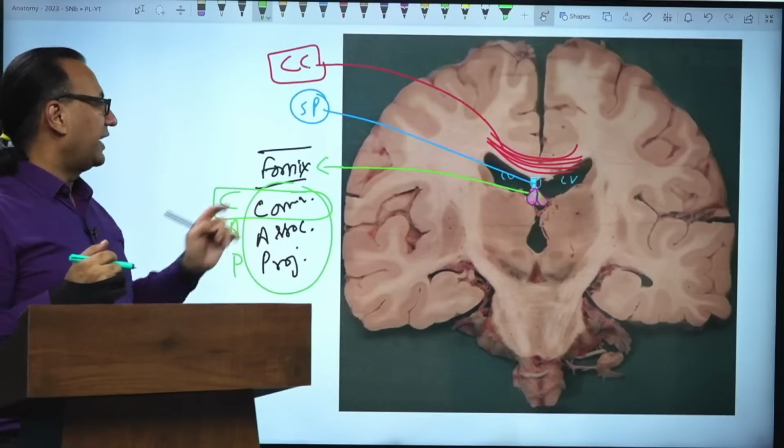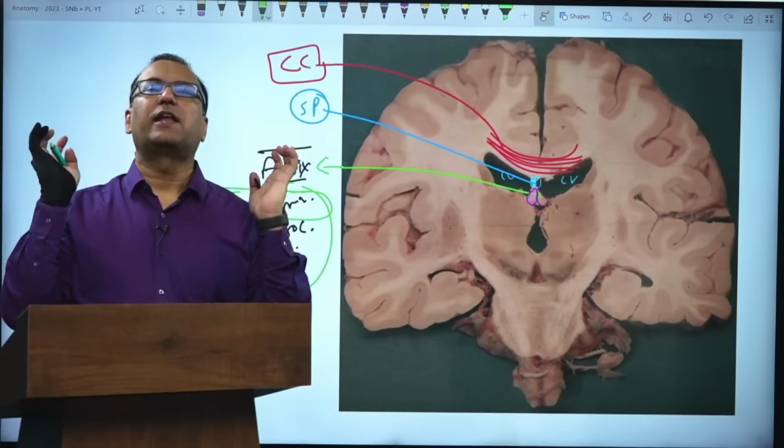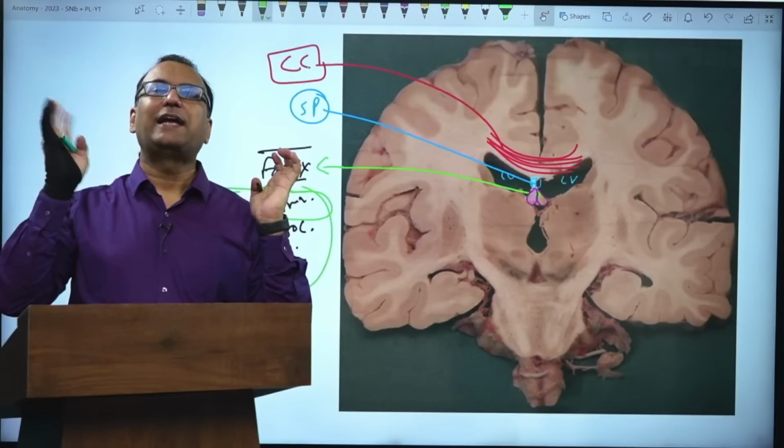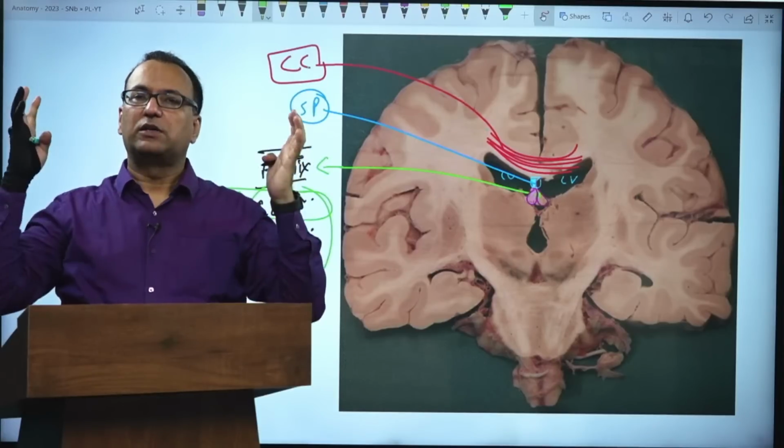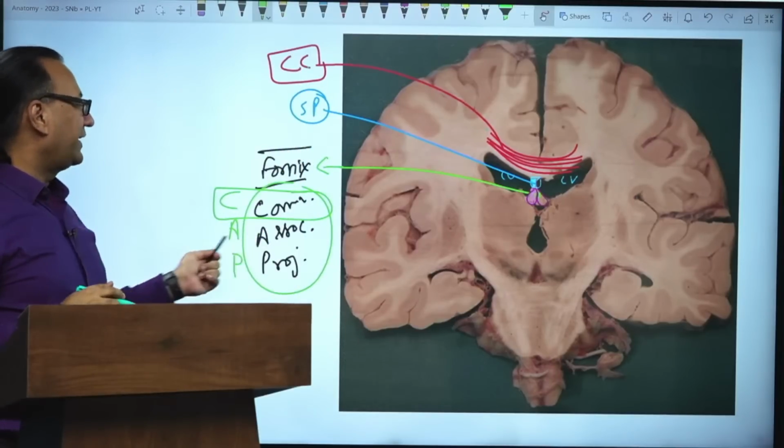What is the fornix connecting then? One hippocampus with the other hippocampus. You connect the right hippocampus with the left hippocampus using the fornix. That is why it is a commissural fiber. Okay, then why would you call it an association fiber?